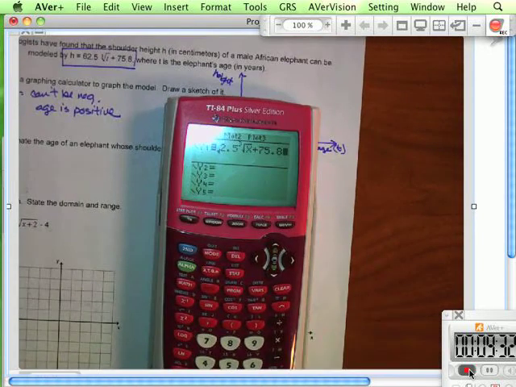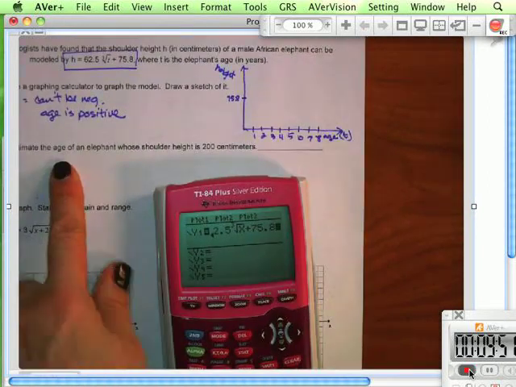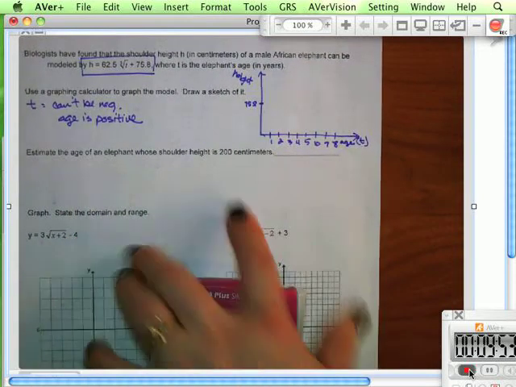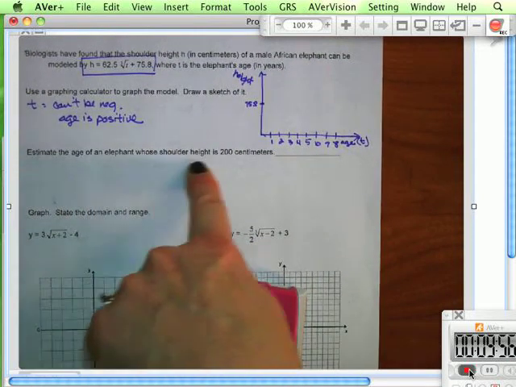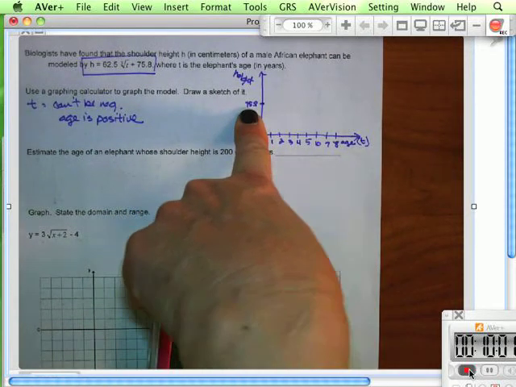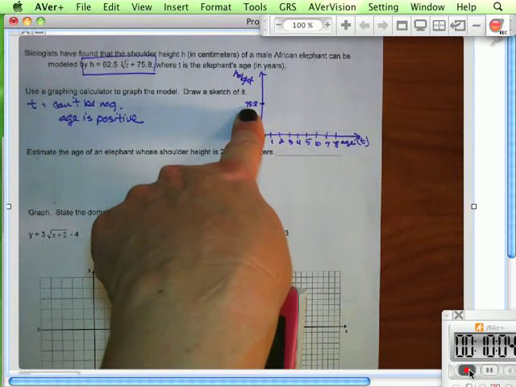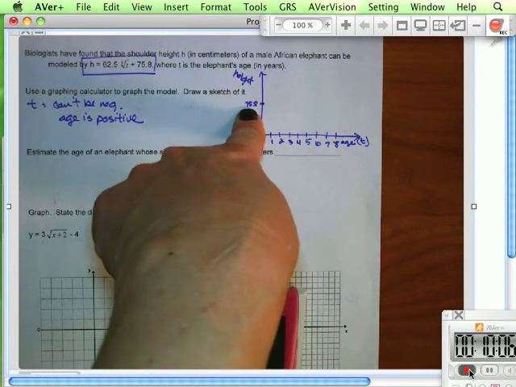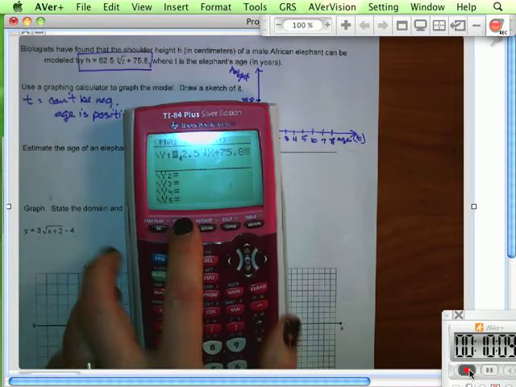So before you go anywhere, you have to see how high on your y-axis you need to see. 75.8. So you got to change your y-max in your window. What were they asking me? Look what they asked me in this part of the problem. Estimate the age of the elephant whose shoulder height is 200 centimeters. This is the current shoulder height, so I should probably put my Y window all the way up to 220, 250 maybe? Okay, so let's go here.